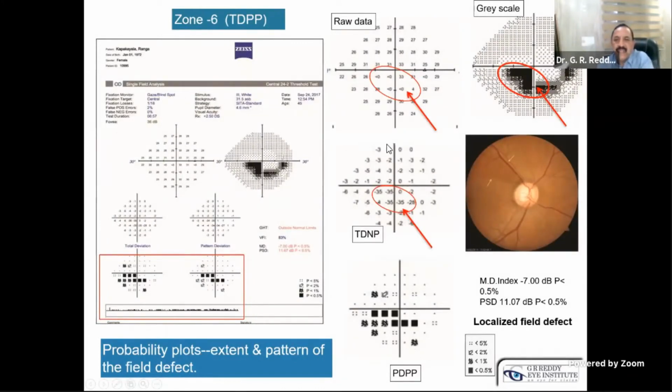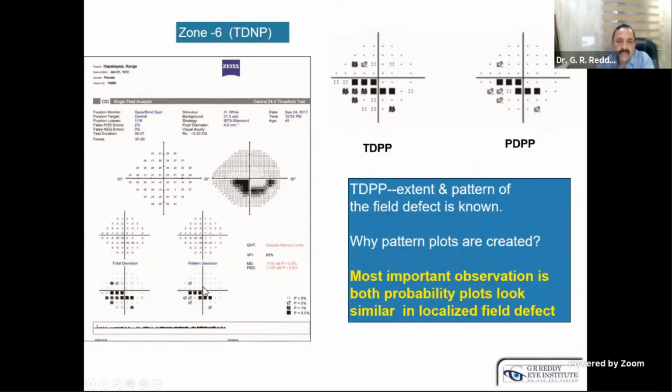localized field defect. When there is a localized field defect, what we see in the raw data is appreciated in the grayscale, appreciated in the total deviation numerical plot, and corresponds to the retinal nerve fiber layer defect. And this is now giving the pattern of the field defect, the extent of the field defect. In a localized scotoma, the total deviation probability plot and the pattern deviation probability plot almost look similar. That is an important observation. Both probability plots in a localized scotoma look almost similar.